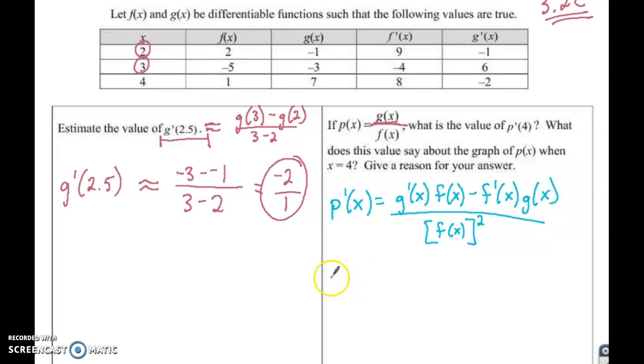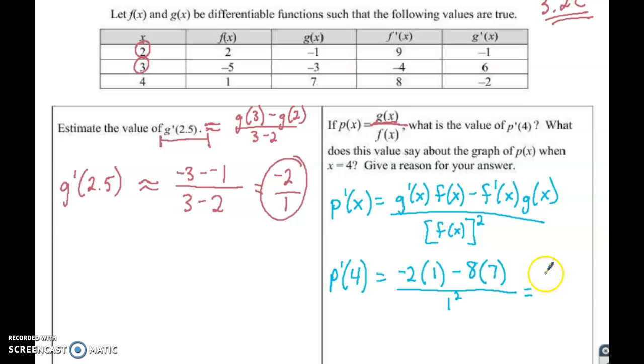So as we then do p prime of 4, well, find g prime of 4 first. G prime of 4 is -2. And then times f of 4, which is 1, minus f prime of 4 is 8. And then g of 4 is 7. All over f of 4, which is 1, squared. So we're left with -2 minus 56. That's -58, right?